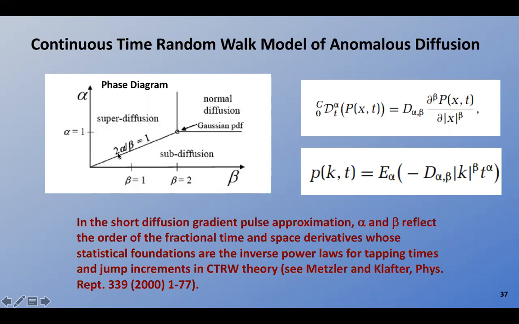And what that means is that the mean squared displacement of the diffusion process along this line goes up as t to the power 1. It's a linear increase in time, even though there's a mixture going on of sub and super diffusion. So this phase diagram classifies different things that are happening in the tissue.